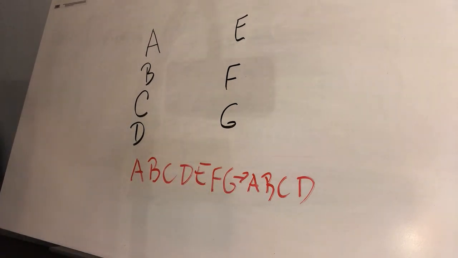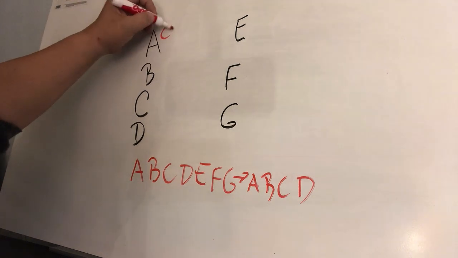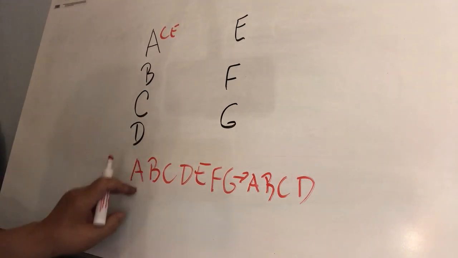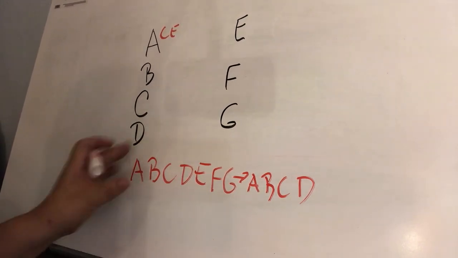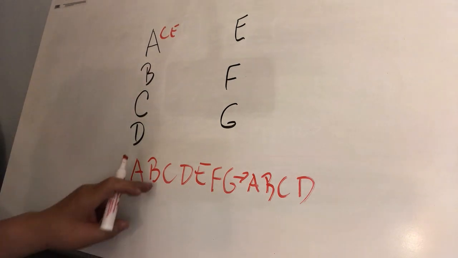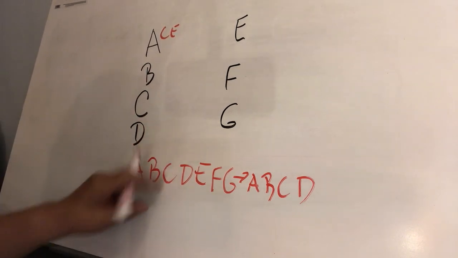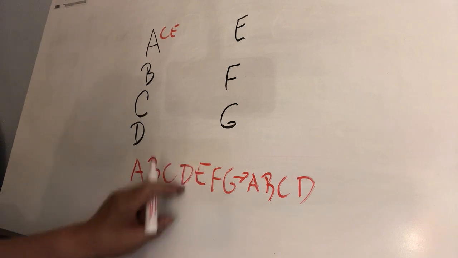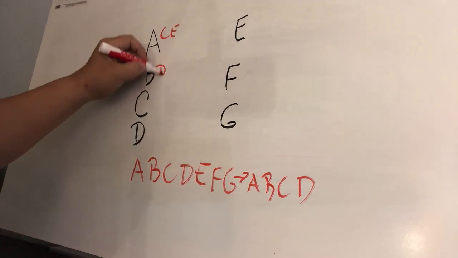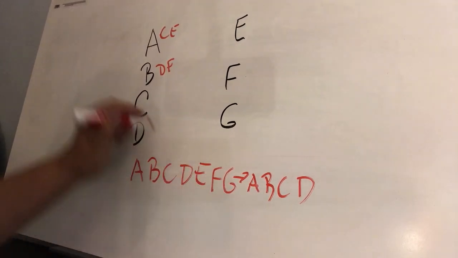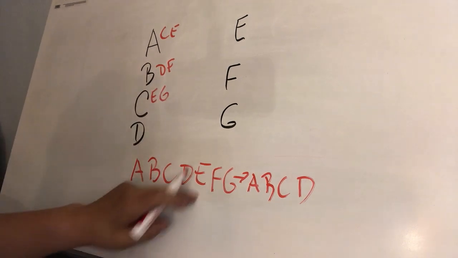If I said A triad, you'd go A, C, E, because you'd skip the B and you skip the D. You do every other one. And then B, you start here and you go B, skip the C, D, skip the E, F, and you go B, D, F. And C triad would be C, E, G, like that.